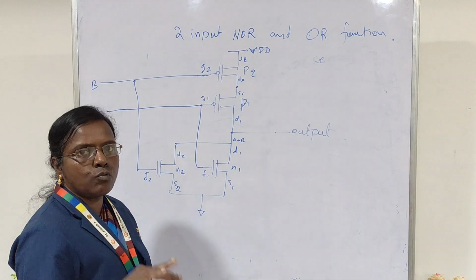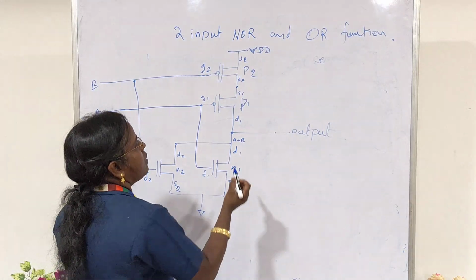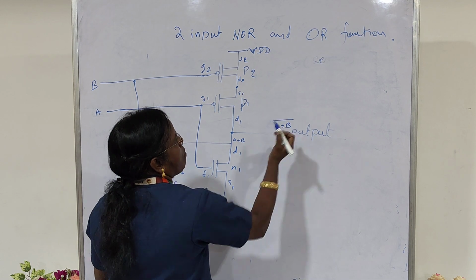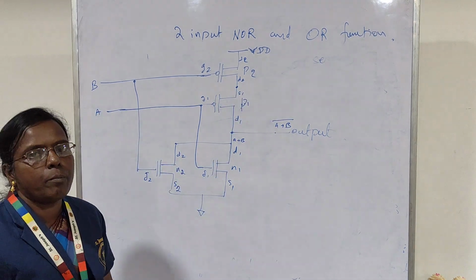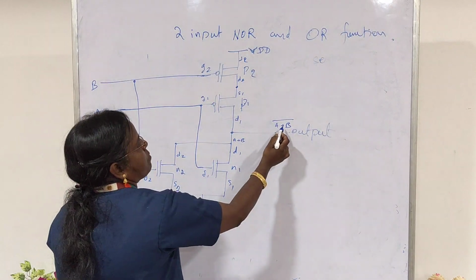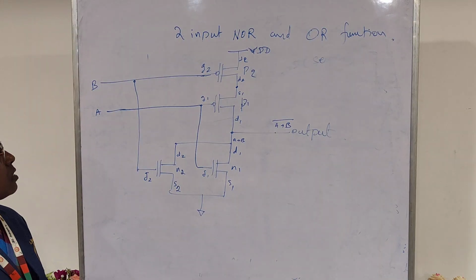When the transistor switches are connected in parallel, they implement the basic OR function, right? This A plus B will appear at the output terminal as A plus B the whole bar because of this conduction complement of the pull down network, which is the pull up network. So A plus B the whole bar will be the output function. This is how we can implement a two input NOR gate.